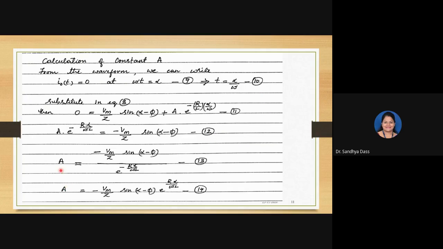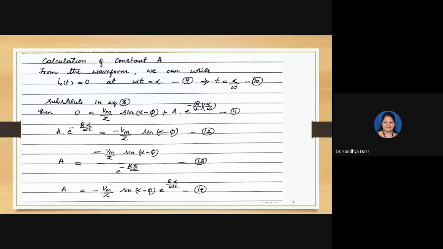So A will be equal to the right hand side, that is minus Vm by Z sine alpha minus phi divided by this term, e to the power of minus R alpha by omega L. Call this 13. Now A will be equal to minus Vm by Z sine alpha minus phi, taking this denominator to the numerator, e to the power of, this will become plus R alpha by omega L. Call this equation 14. I hope you are noting down.